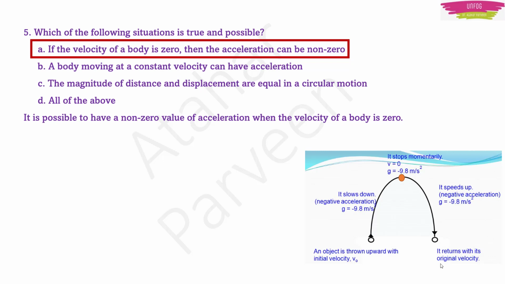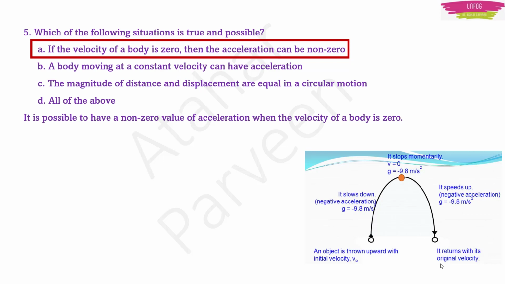That's the reason why the ball would come down, right? If the acceleration was also 0, then the ball would have stayed there only. Isn't it? That ball will come down. Correct? That's why we say that it is possible to have a non-zero value of acceleration when the velocity of a body is 0. But this is the scenario. You have to understand the scenario. That's why I put this picture also.